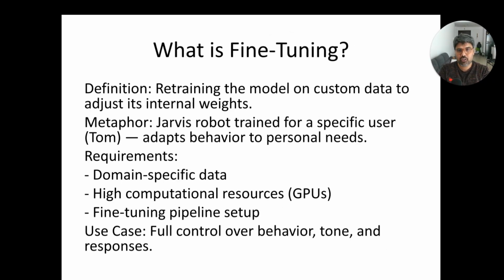It retrains the model, as you can see, and in the metaphor that you saw, Jarvis is trained for a specific user, Tom in this case, adapting the behavior to that person's personal needs. So the robot is now customized to answer very specifically for Tom or an enterprise. This is a metaphor for you guys to understand. Here it is an advanced version. It requires some domain specific data.